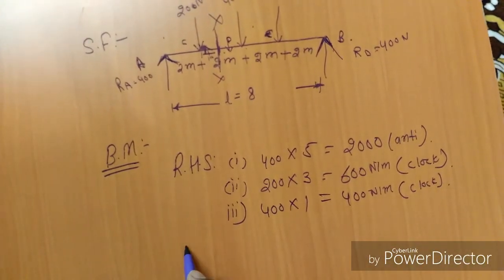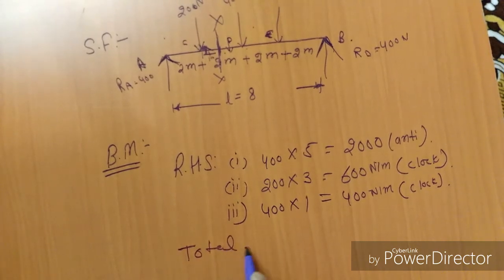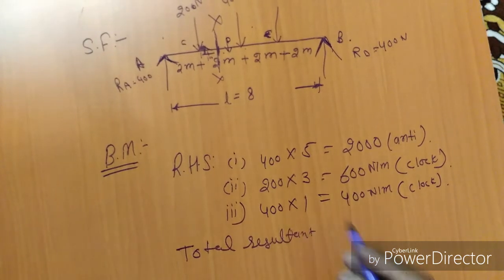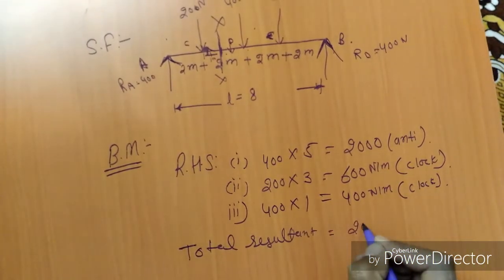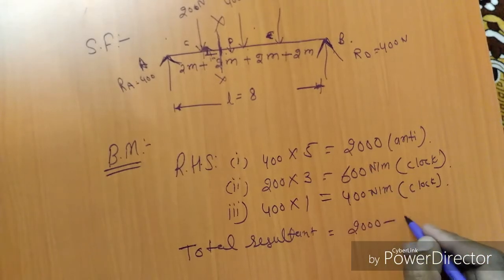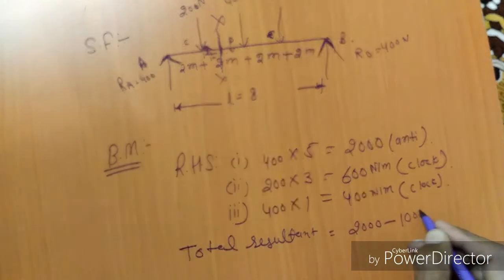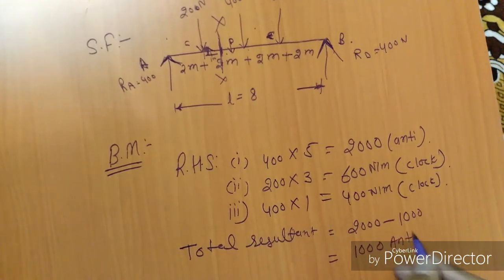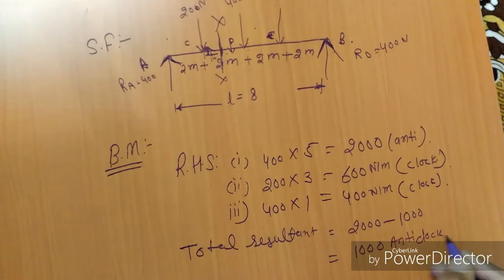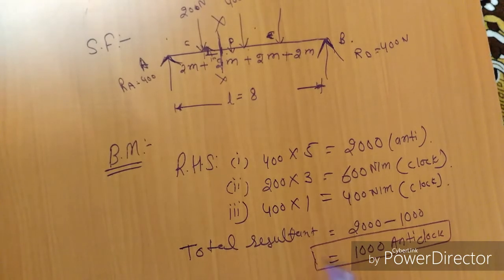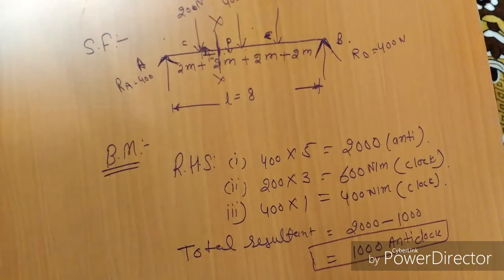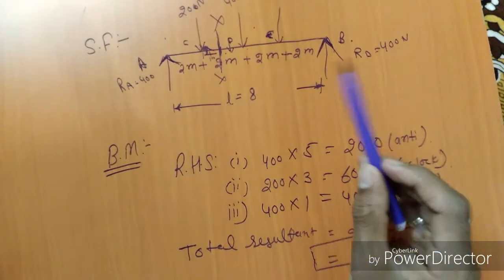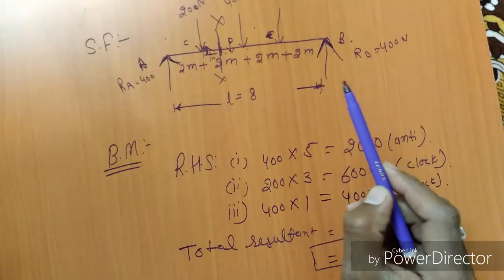Hence the total resultant is equal to 2000 anti-clockwise minus 1600 plus 400, that is 1000 clockwise, that means 1000 anti-clockwise. These resultant moments about x are equal and opposite in direction, and they try to bend the beam.